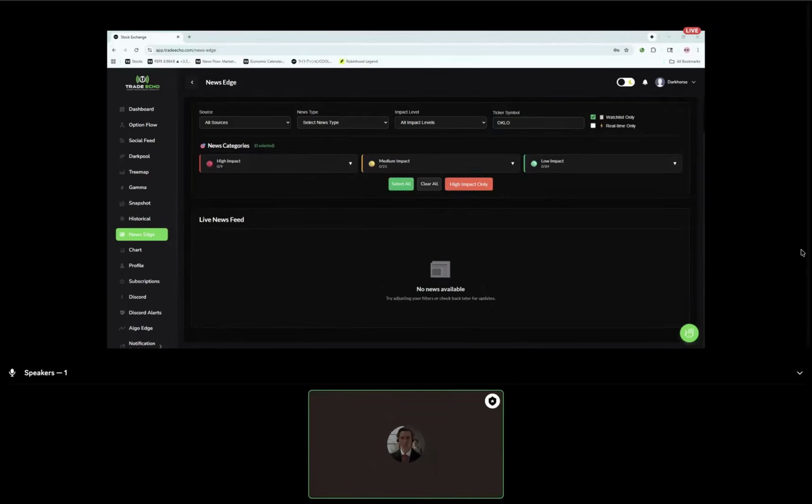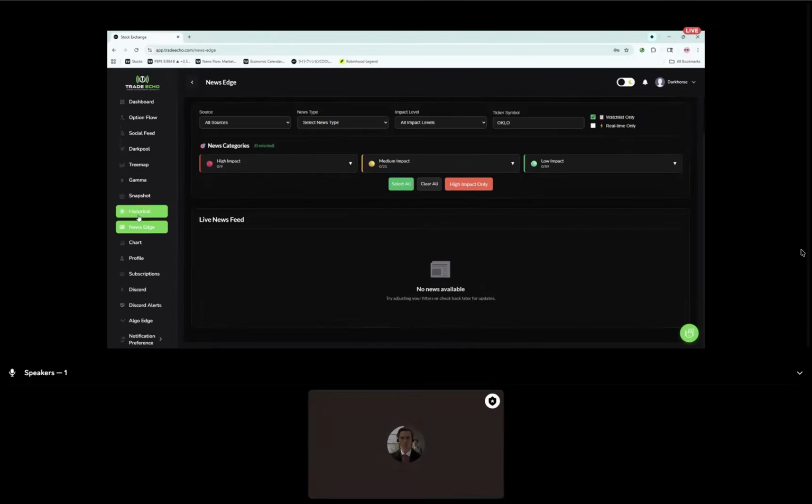But you want to make sure you're pairing it up with other tools, right? You're pairing it up with the Treemap tool, the Algo Edge tool that we'll be going over shortly, and the Snapshot tool, right? You use those in some technical analysis, and then you should be finding high probability setups using that.